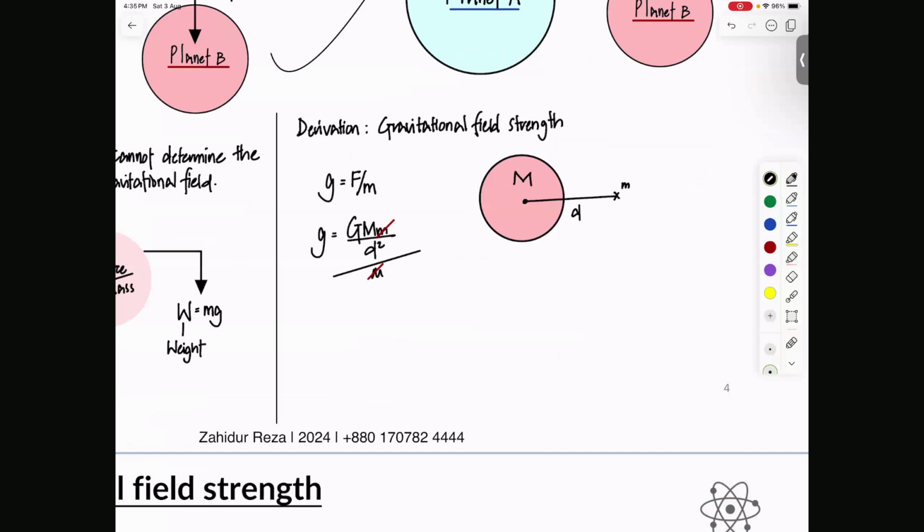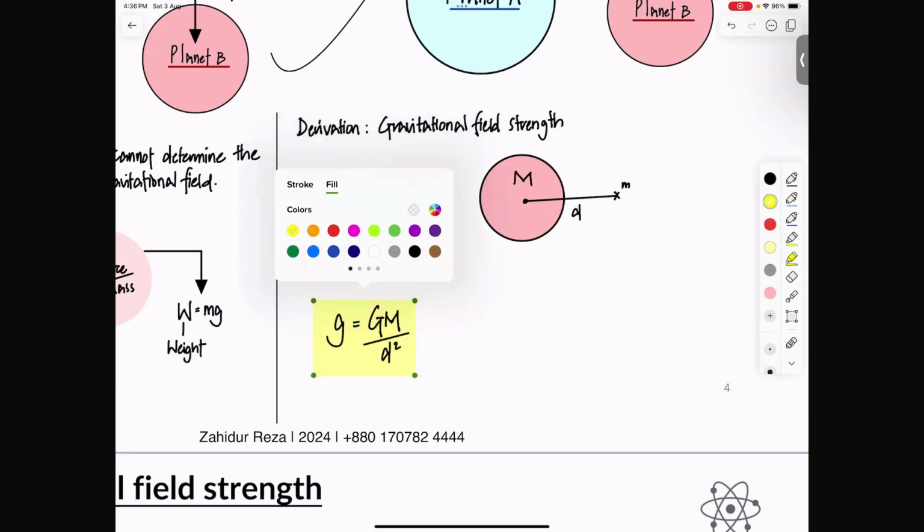And as a consequence, the gravitational field strength formula is GM divided by d square. And let me give you a heads up. If there's one equation in the whole chapter of gravitation that is the most important, it is this one. And I'll show you why right now. So GM divided by d square. This is the formula for gravitational force. Sorry, gravitational field strength. This is the formula for gravitational field strength. And the single most important equation in the whole chapter is this one.